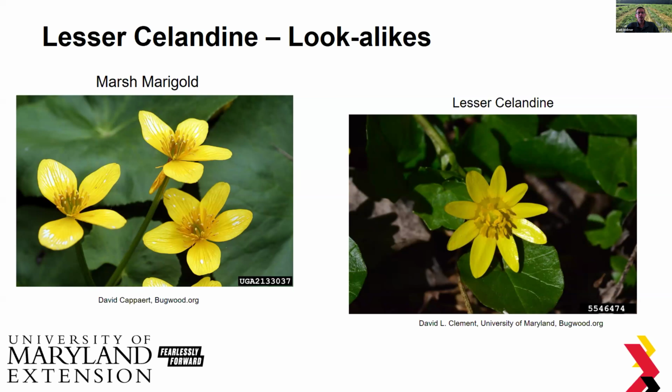Now, lesser celandine can also be confused with some of our common violet species, but those are easily distinguishable once they flower, because lesser celandine is going to have a yellow flower, whereas a lot of our violet species are going to have a purplish or bluish flower.